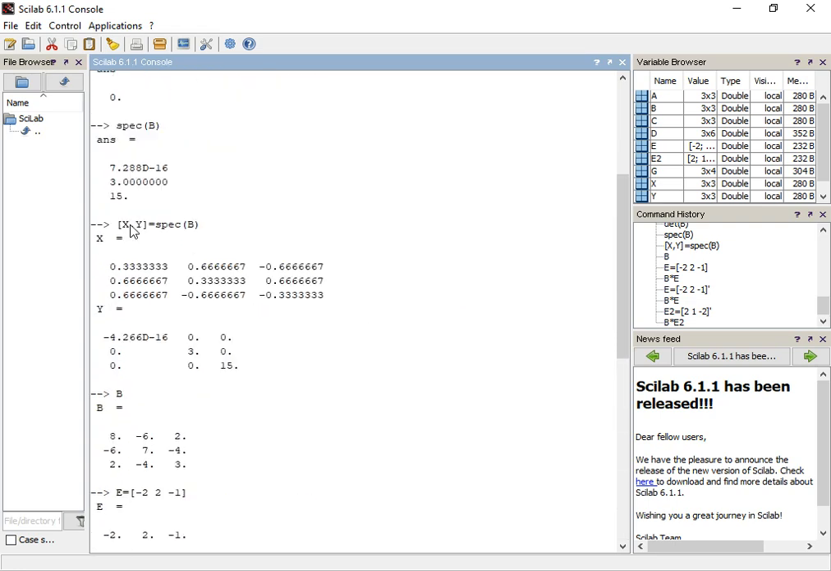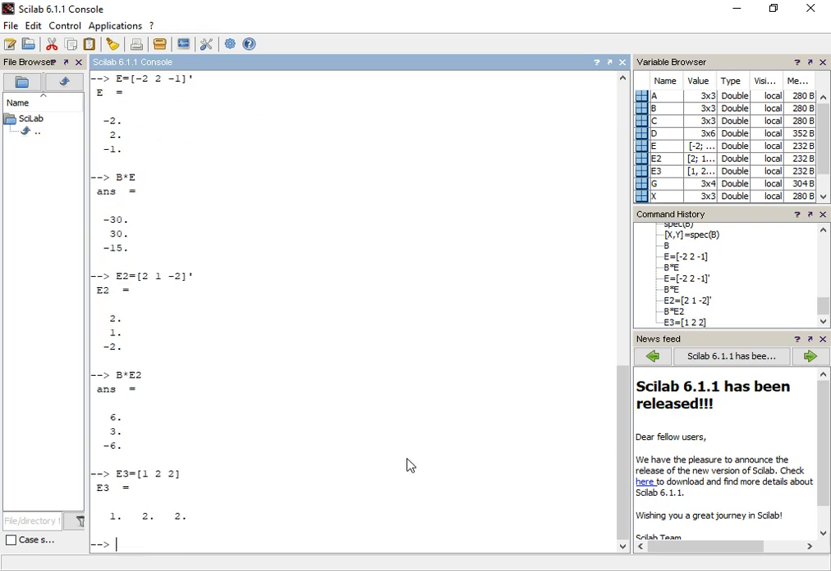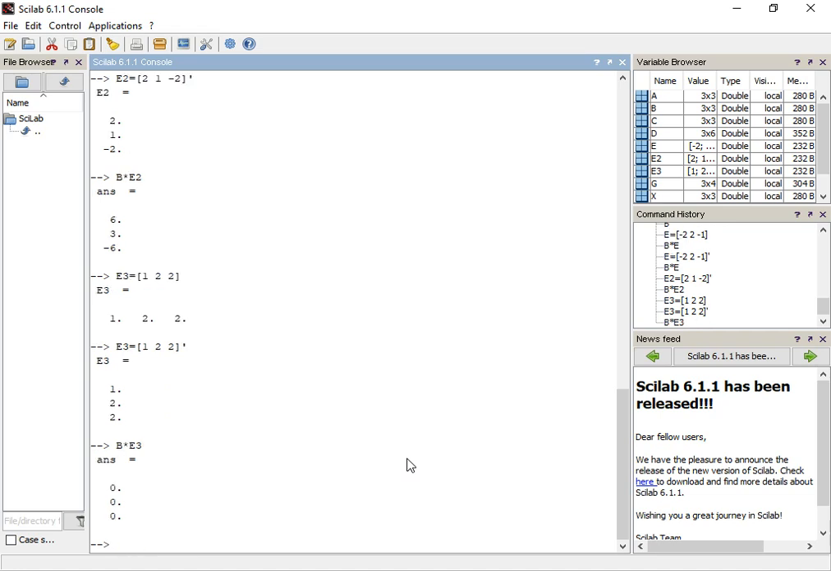Now for 0, you have 1, 2, 2. Let me say E3 is 1, 2, 2. Oh sorry, I have to write the transpose, so it gives me a column vector. Now I perform B star E3 and it gives 0. So you can say that 1, 2, 2 is the eigenvector corresponding to 0. So this is the way to find the eigenvalues and eigenvectors for given matrices.